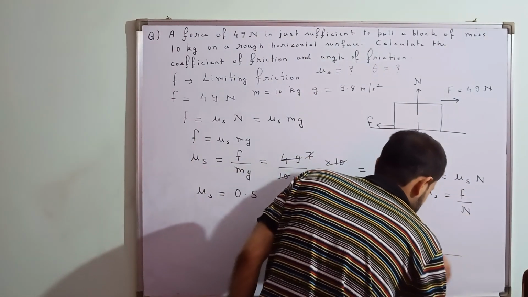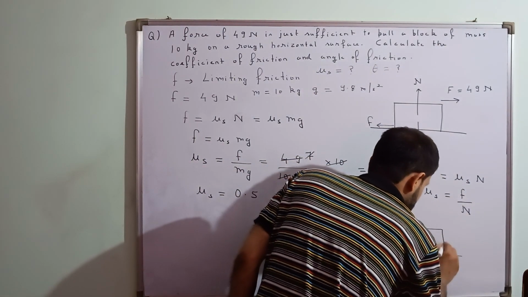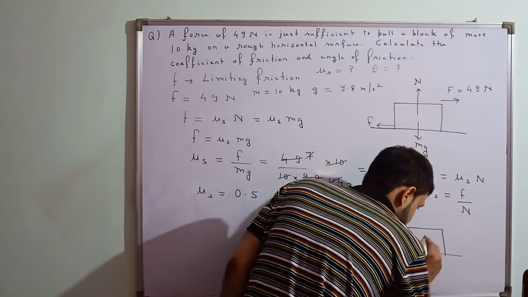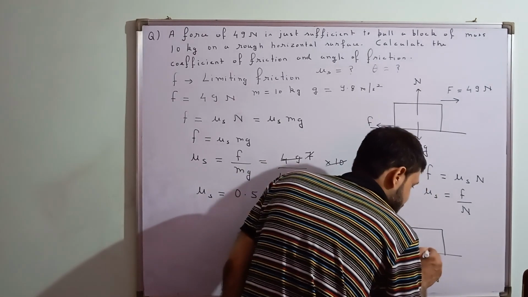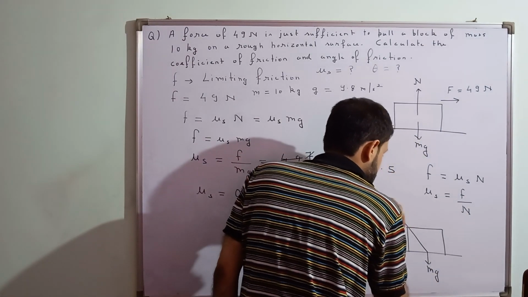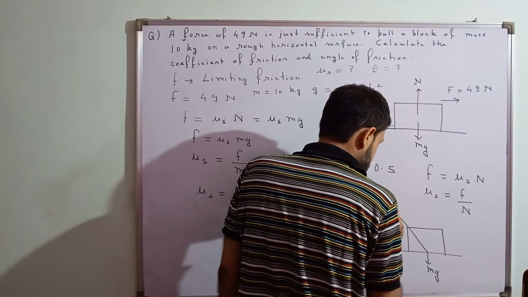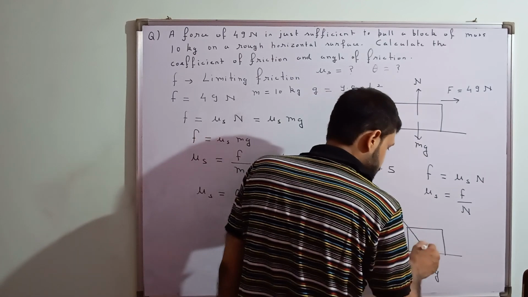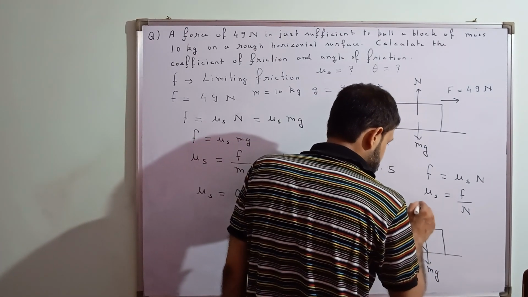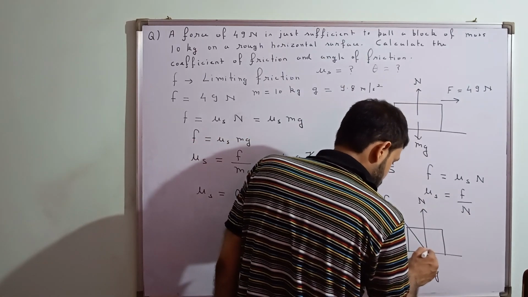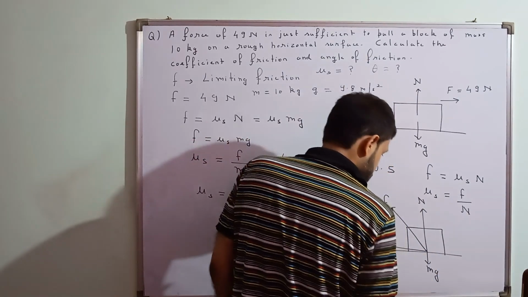Let's try to understand one more thing over here. If I have a mass, its weight is mg, and it will have a contact force like this. Let's write Fc for the contact force. What is the normal component of this contact force? It is N. And what is the horizontal component? It is friction.